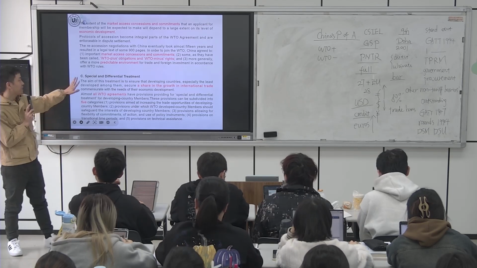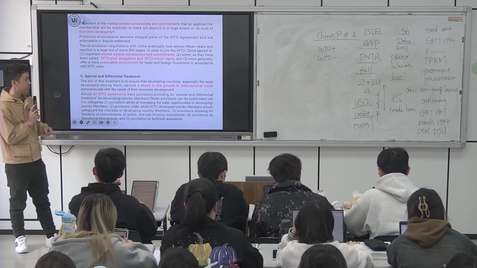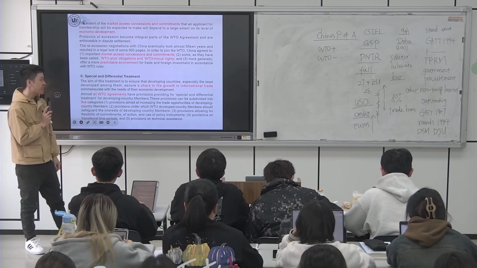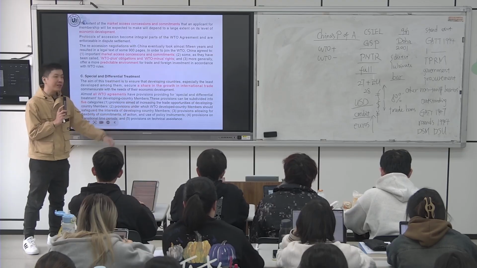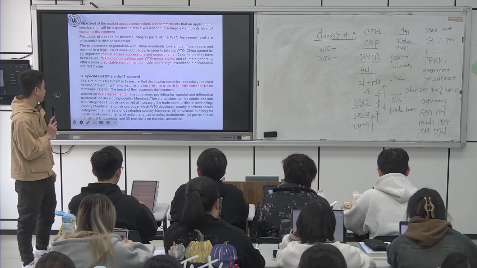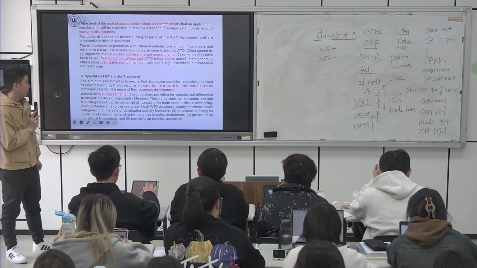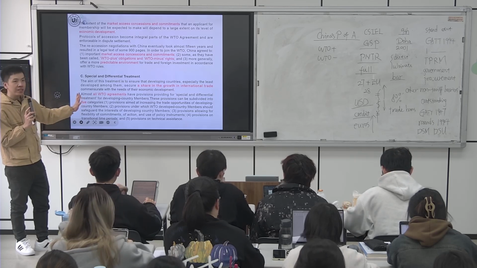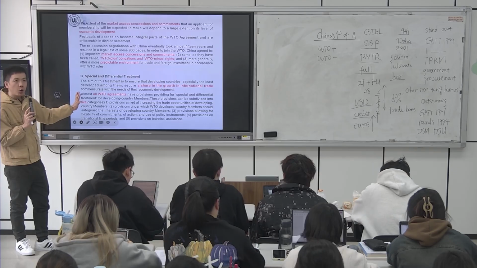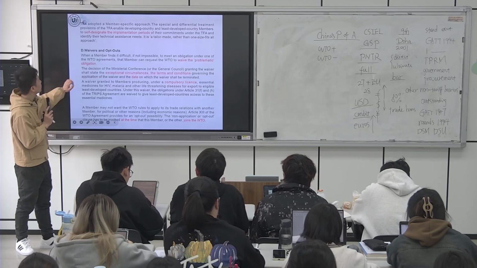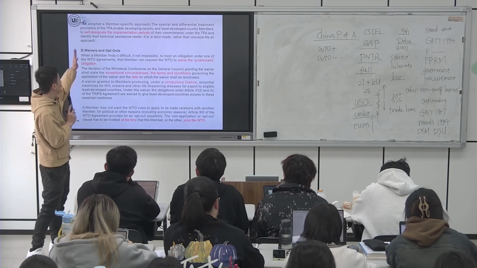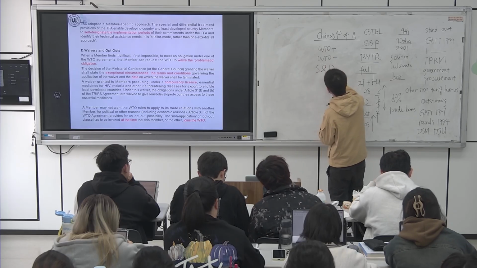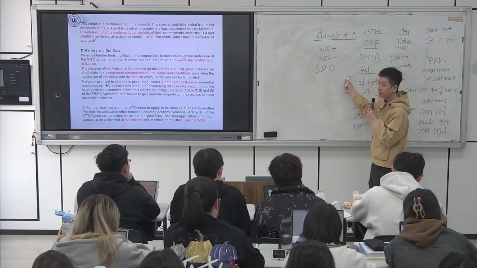Okay, then let's move on to the next part. It's about special and differential treatment. You know, all WTO agreements have provisions providing for special and differential treatment for developing country members. This is a type of provision I mentioned. It's a benefit or advantage for developing countries. What does this kind of S and D, special and differential treatment, mean?